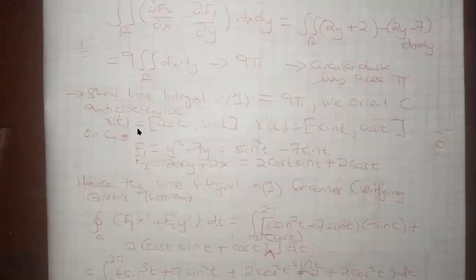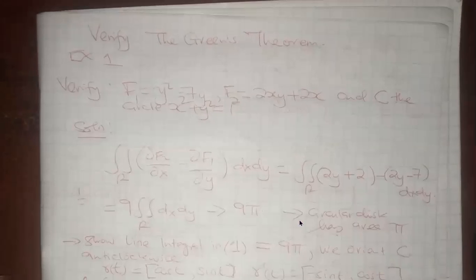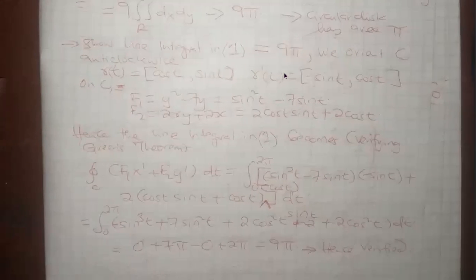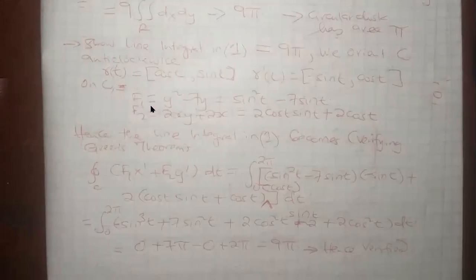So when you take an example and say r(t) is equal to cos t and sin t, then when you integrate cos, you get negative sine. When you integrate sine, you get a positive cos. So replicating this example in what we have here, we will have F1 equal to y squared minus 7y, and putting it in terms of sine and cos.